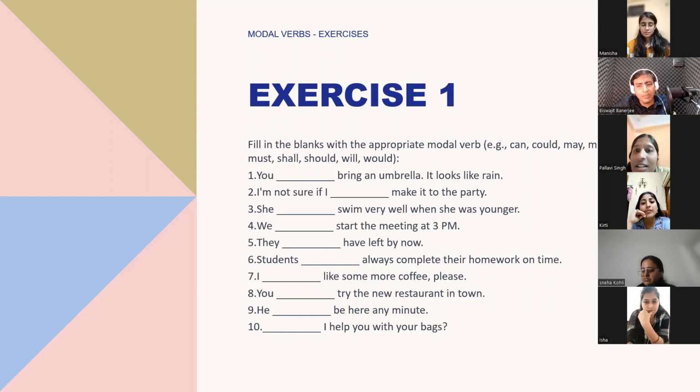We may start the meeting at 3 p.m. We might start the meeting at 3 p.m. We can start the meeting at 3 p.m. We could start the meeting at 3 p.m. We must start the meeting at 3 p.m. We will start the meeting at 3 p.m. We would start the meeting at 3 p.m. Probably all expressions are correct here. All right? Okay. Moving on.